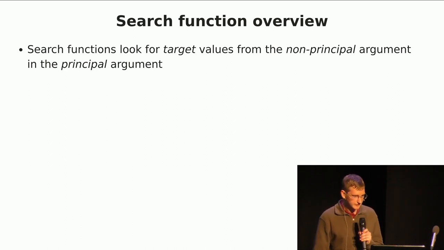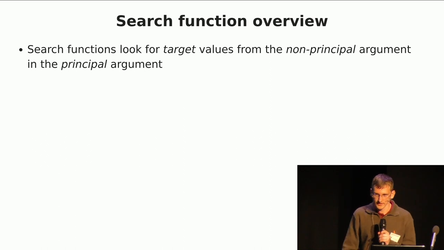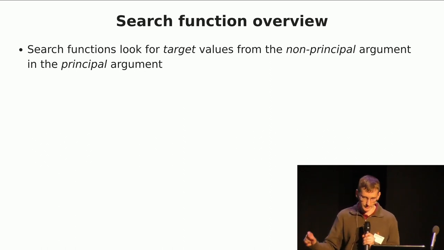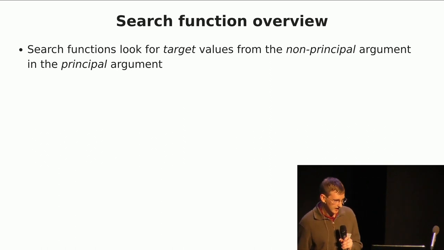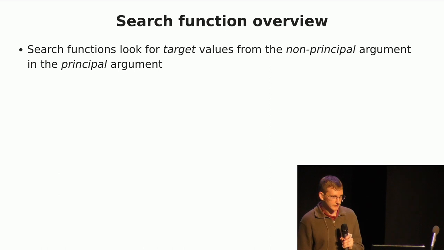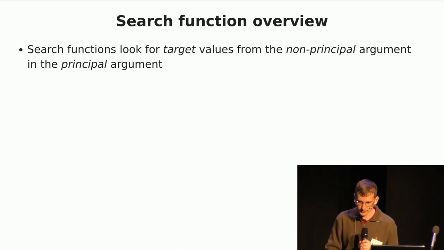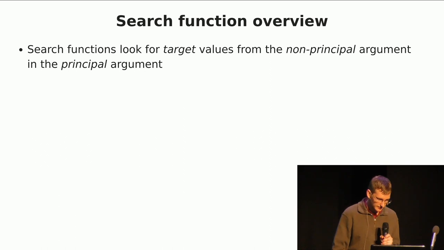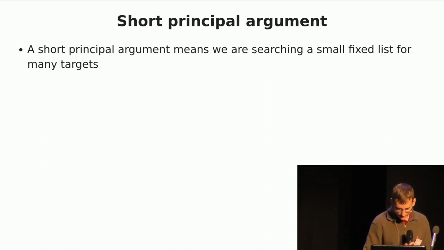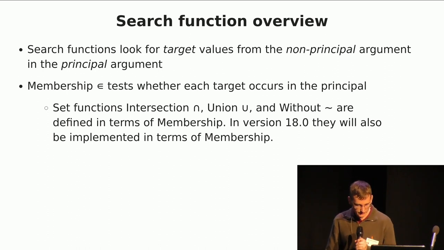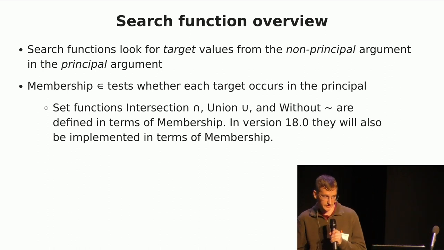The idea of a search function is that you have an array, and you have another array of values, and you're going to look at from the second array one at a time. The second array is the principal array, and I'll call each value a target value, and you look into the principal array to find each target. So the simplest of these is membership, which just says, is the target there at all?